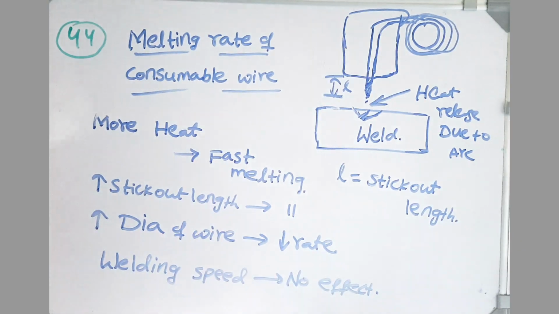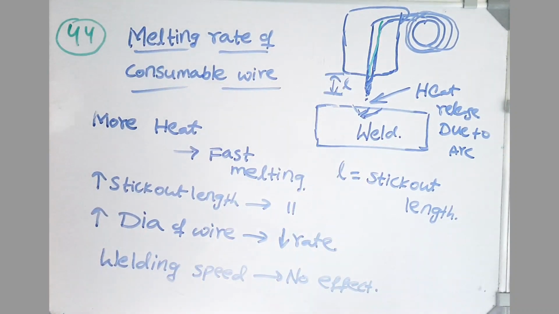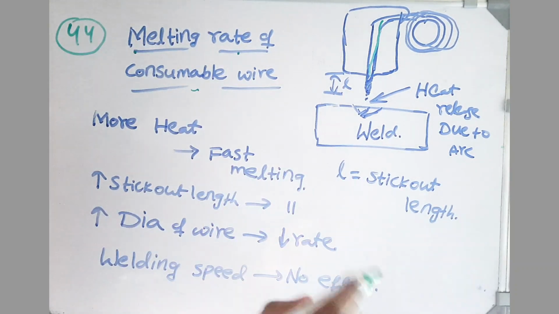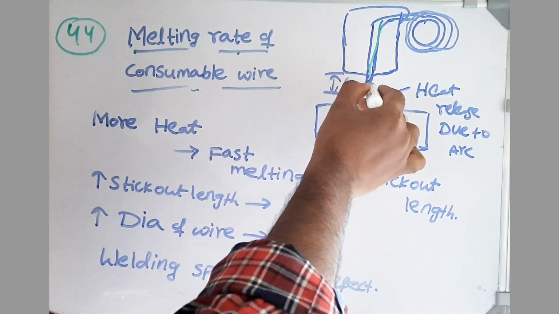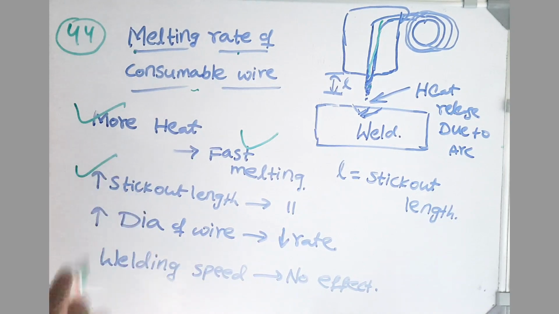Friends, question number 44. This is our setup. This is our consumable wire in the welding process. The question is, the melting rate of consumable wire depends on what things? Friends, always remember, this melting depends on the amount of energy we are supplying. So first option is more heat, fast melting, is the obvious one. The more we heat, the faster the rate of melting. And next, stick out length.